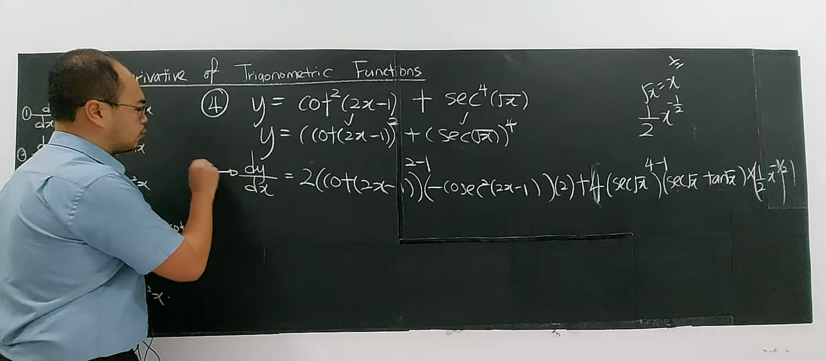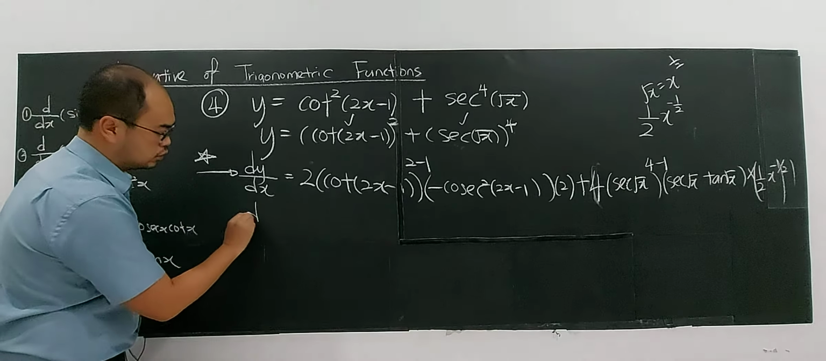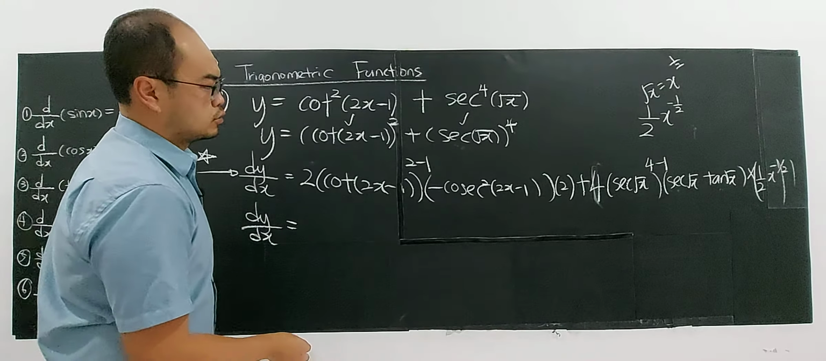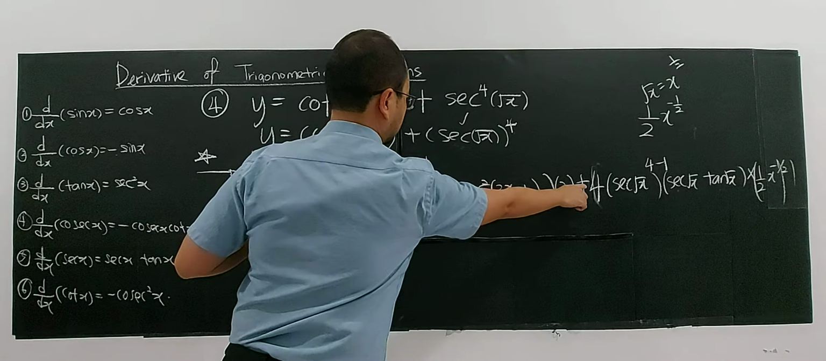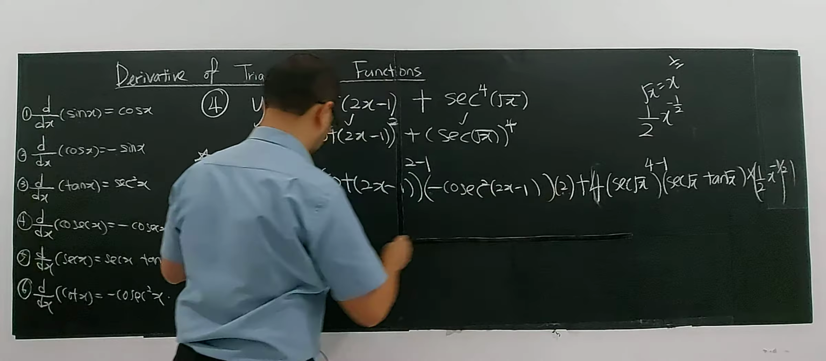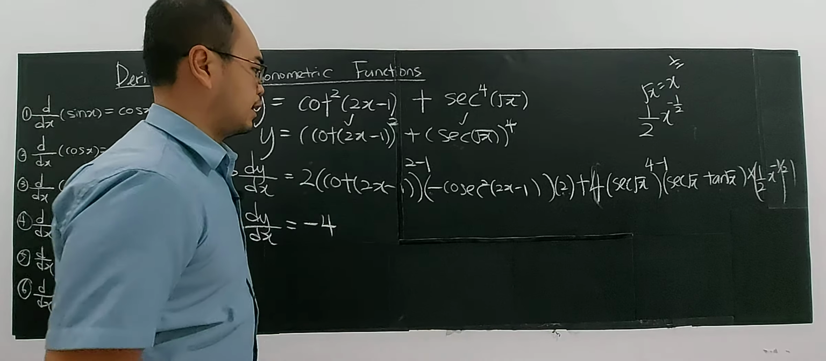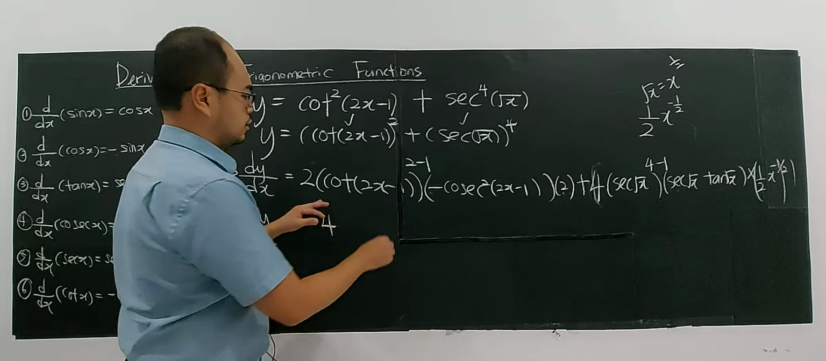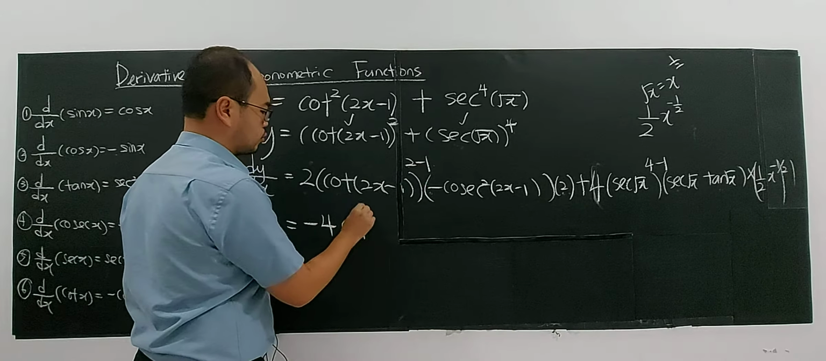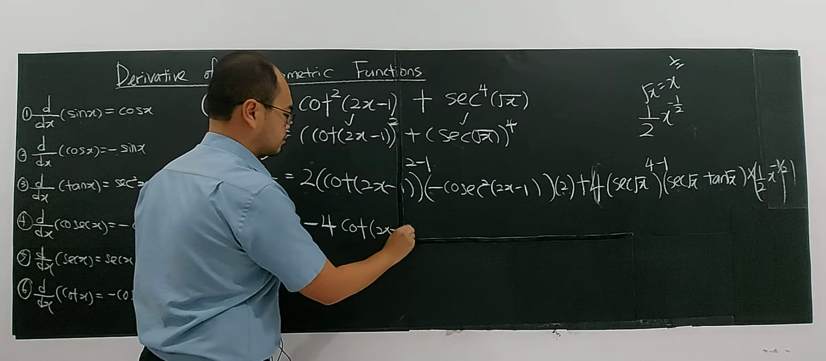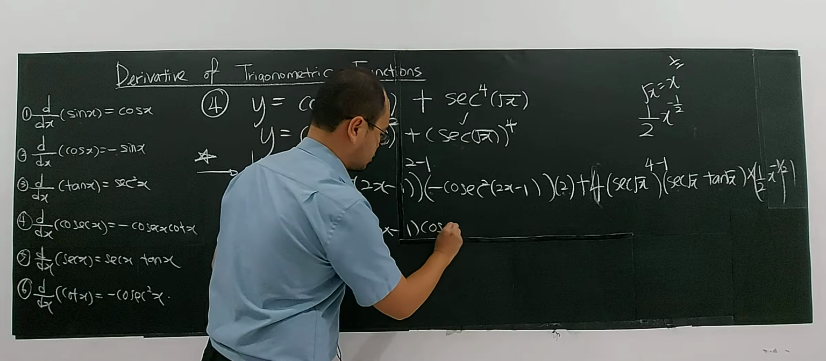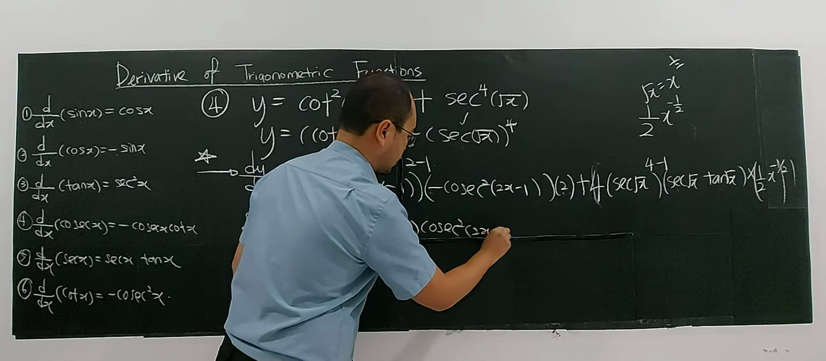So this is the most important step here, where you should know how to differentiate, right? So dy/dx. You have, see here, negative 2 times 2, so you have negative 4, cotangent, 2 minus 1 is 1, so you have 2x minus 1. Then here you have cosecant squared of 2x minus 1.